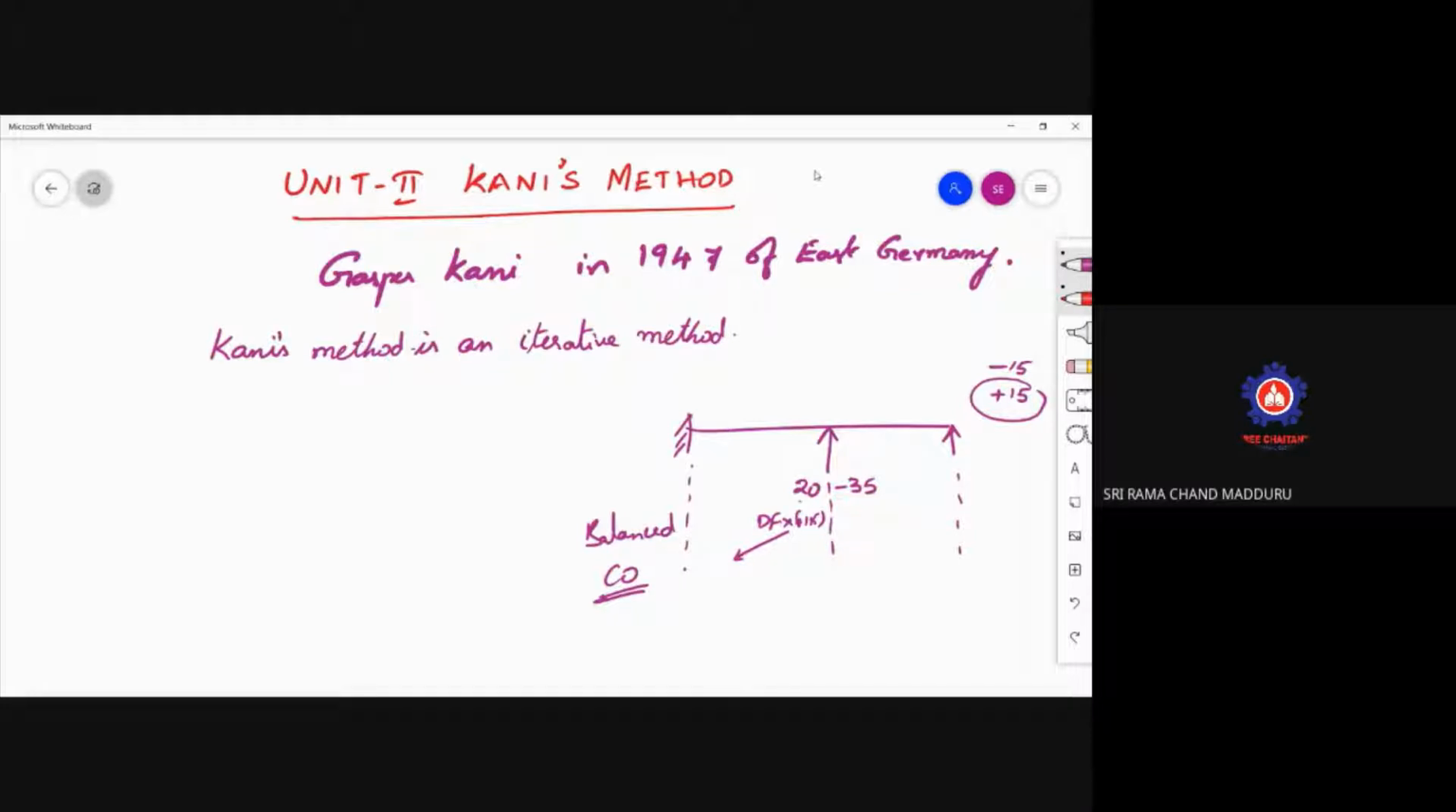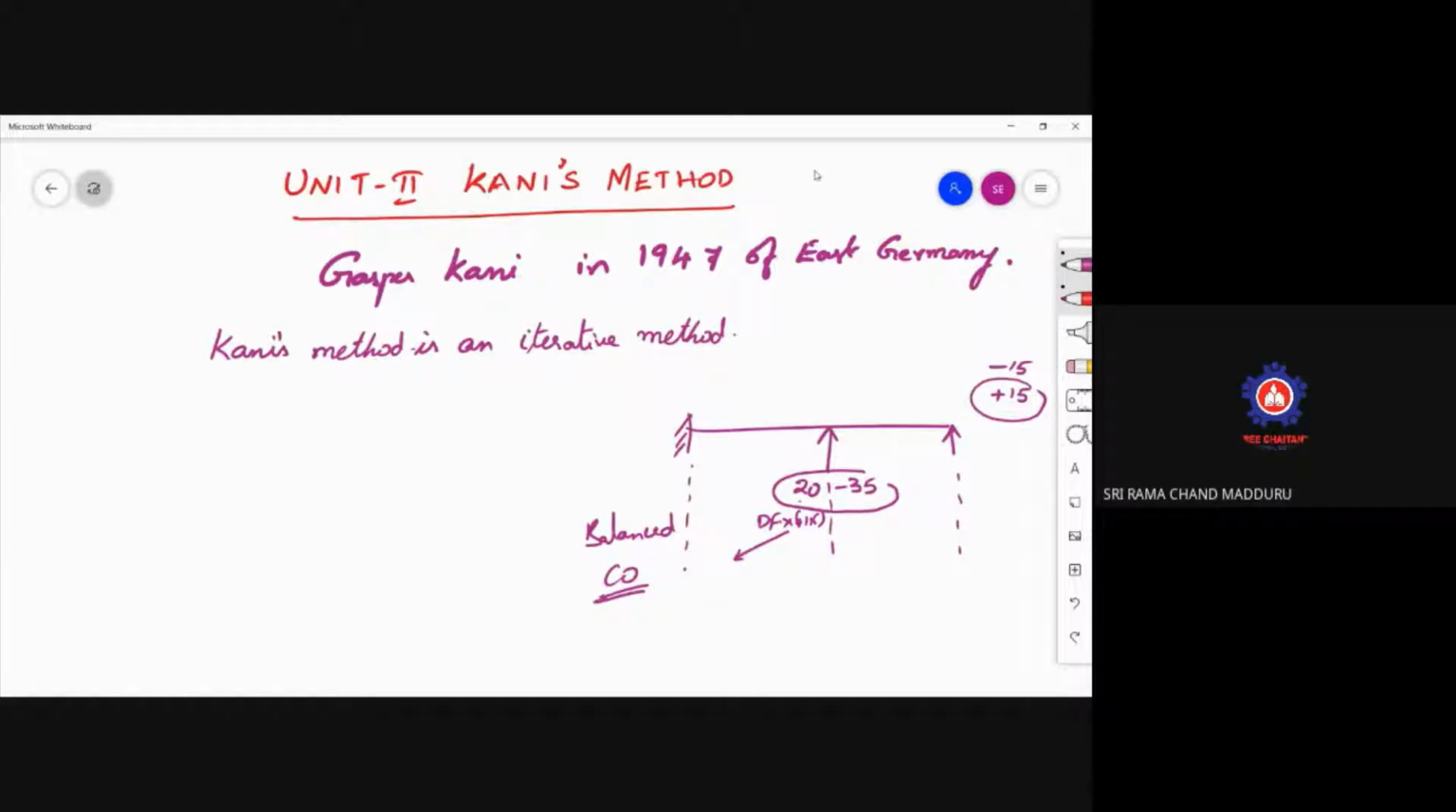Now you can understand, in the moment distribution method, the unbalanced moments are distributed. We are not going to the original fixed end moments. We are only balancing the unbalanced moments. Whereas in this method, the joint moment is balanced. So that is the difference between the moment distribution method and Kani's method. In Kani's method, the total joint moment is distributed.